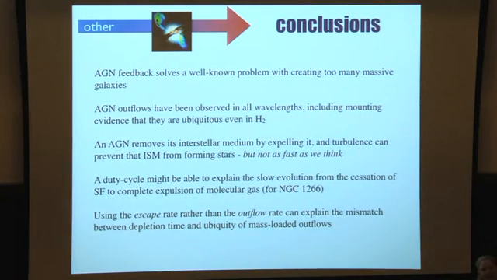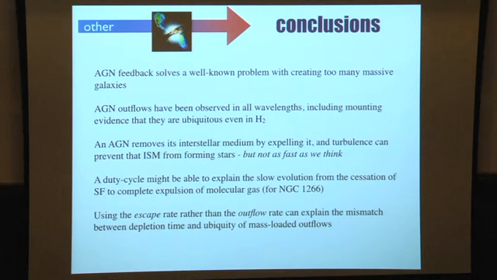AGN feedback is a well-known problem. We need to figure out a way to not form overmassive galaxies. This was a good way to do it. And again, I'm not talking specifically about what happens when you're looking at z of 2, which is where Nadia Zakamska is seeing quasars that have energies of 10 to the 47 ergs per second, which might actually be getting substantial enough that you might be able to decouple molecular gas in the whole system.